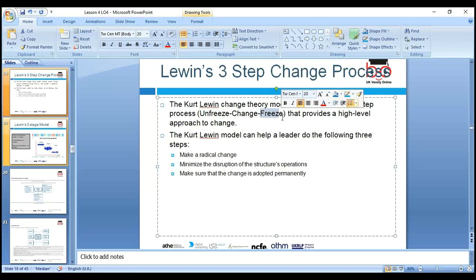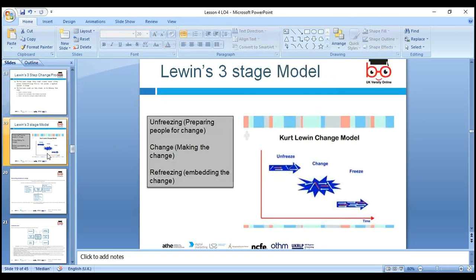Any question? No. Okay, so next, you already finished this assignment, so you already discussed unfreeze, change, and freeze. That is preparing people for change, making the change, and refreezing, embedding the change in an organization. That's all about the change.